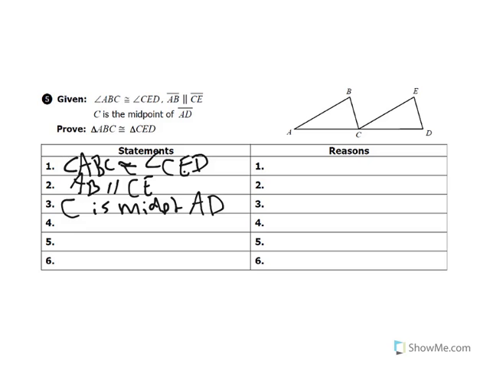And then I'm going to put all that into my picture. So angle ABC is congruent to angle CED. It'll give me those two angles, so that's going to give me an angle. And then we're told that AB is parallel to CE, so that's not necessarily giving me anything, but I will put some arrows on the lines to show that they're parallel in case we forget. And then C is the midpoint of AD. So C will be in the middle, which means that this is congruent to that.